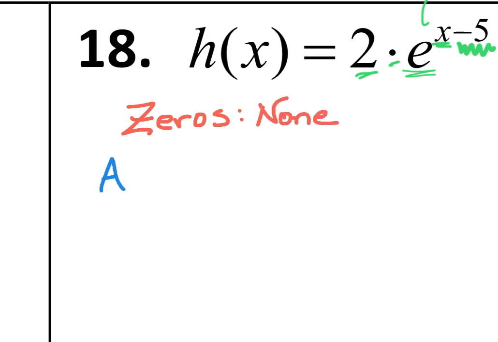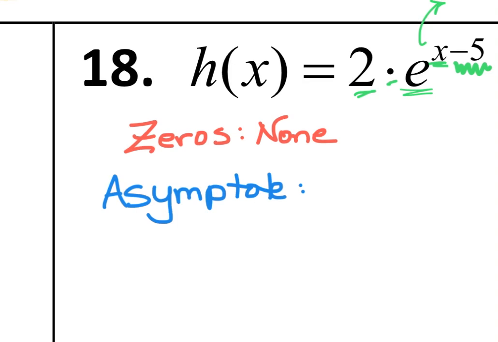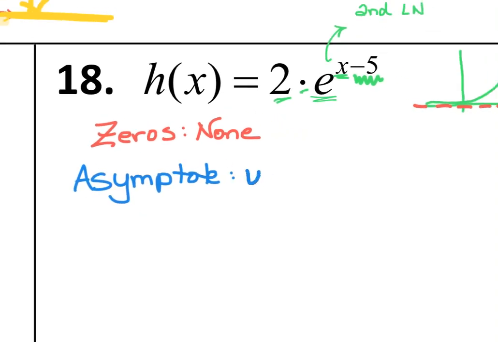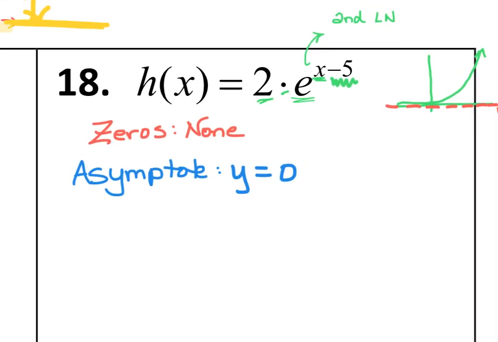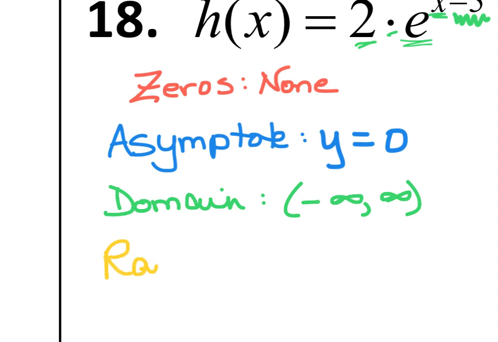And then you're asked about asymptotes. And that's going to be at y equals 0, we said. And then you want to give the domain and range. Remember that the domain of every exponential function is all real numbers, and that the range of this function goes from the asymptote to positive infinity. So the asymptote's at 0 to positive infinity.